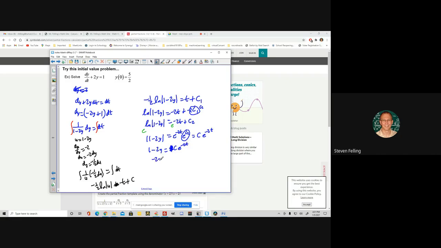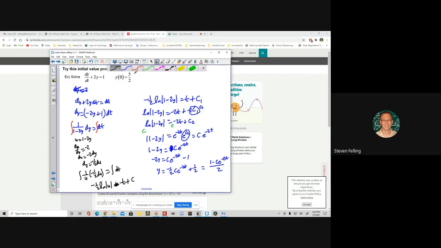We've got negative 2y equals c e to the negative 2t minus 1, and then divide everything by negative 2, so it's going to be plus 1/2. These are both over 2, so maybe I could write it this way as 1 minus c e to the negative 2t over 2. All right, so there's my explicit solution. It's still a family of solutions because I haven't established the c.